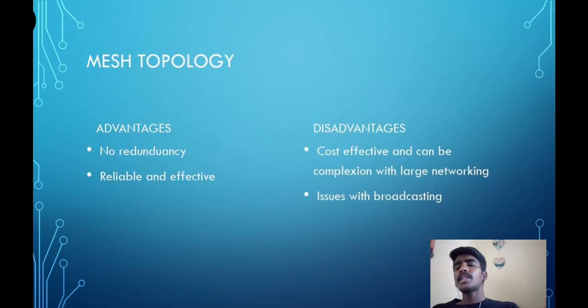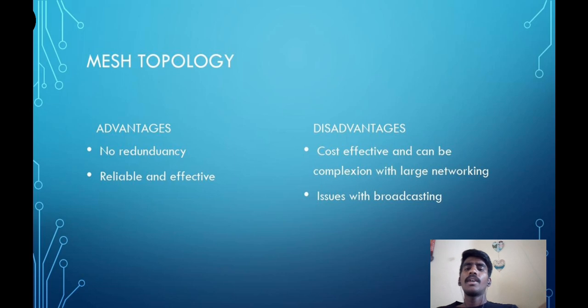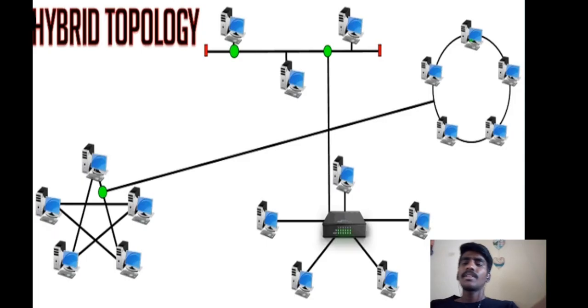Here are some advantages and disadvantages of mesh topology. There is redundancy, so it is fault tolerant, and it is reliable and effective. I just told you it is costly due to this complex network, and it can be used in large networks. But there are issues with broadcasting. I'll tell you what broadcasting, unicasting and multicasting are.